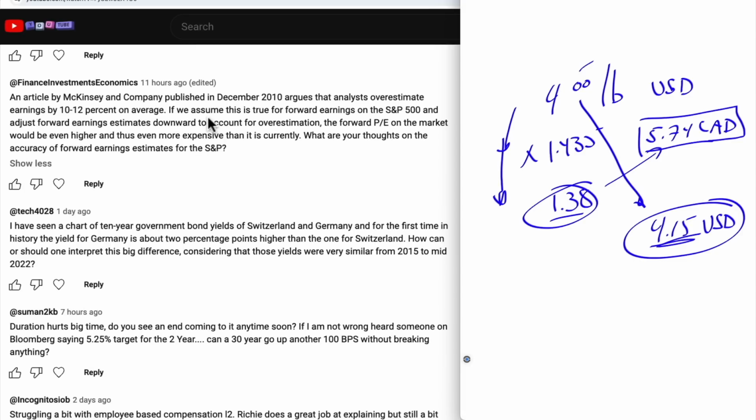Article published by McKinsey, 2010, argues that analysts overestimate earnings by 10 to 12% on average. If we assume this is true for forward earnings on the S&P 500 and adjust forward earnings estimates downwards to account for the overestimation, forward P/E on the market would be even higher.